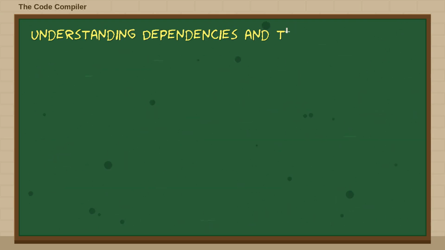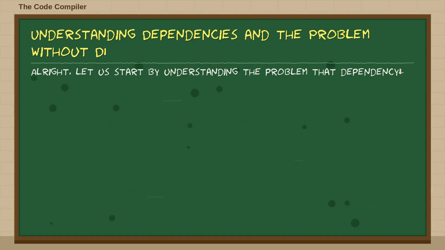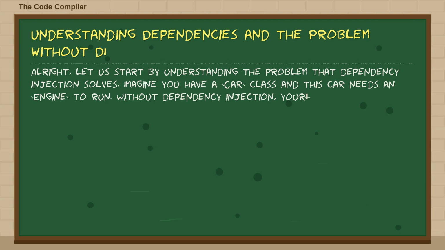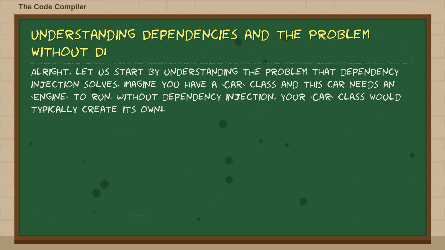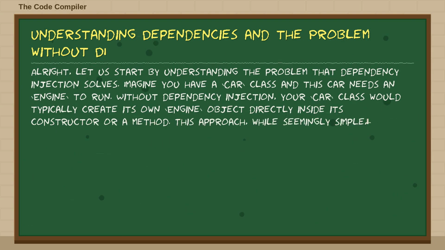Alright, let us start by understanding the problem that dependency injection solves. Imagine you have a car class, and this car needs an engine to run. Without dependency injection, your car class would typically create its own engine object directly inside its constructor or a method. This approach, while seemingly simple, creates a tight coupling between the car and the engine. The car is directly responsible for instantiating the engine.